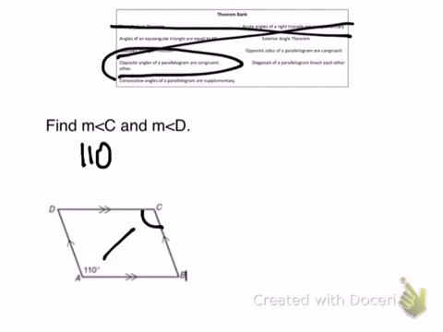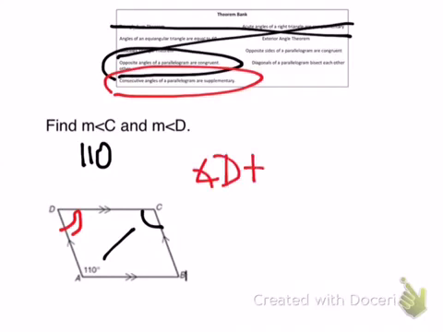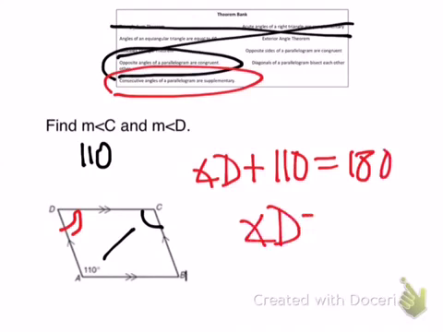And then I also want to find angle D. Angle D is a consecutive angle, it's beside, so I'm going to use this theorem. Consecutive angles are supplementary, which means that they add to equal 180. So angle D plus 110 equals 180. If I use the subtraction property of equality, angle D would have to equal 70. I can check it because 70 plus 110 is 180.